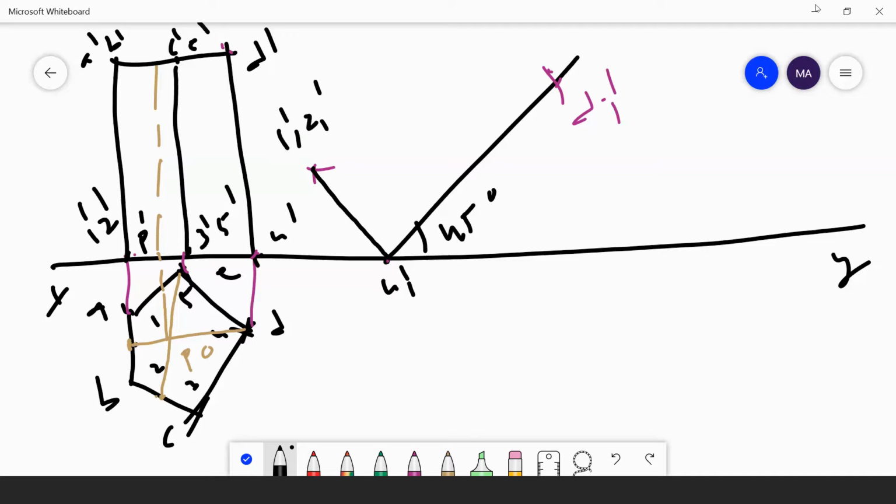Then I have again measured the distance from 4 to 3. Cut an arc here. Here I will get a point 3 1 dash, 5 1 dash. Understand? Then measure the distance from 4 to P. Cut an arc here. Here we get a point P1 dash. This is your axis line.